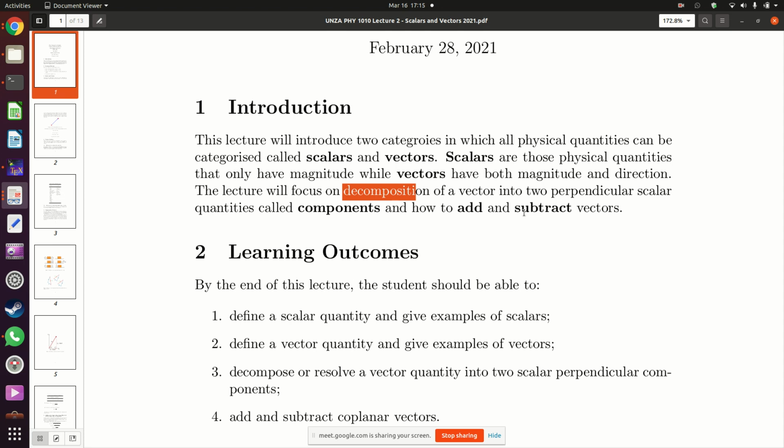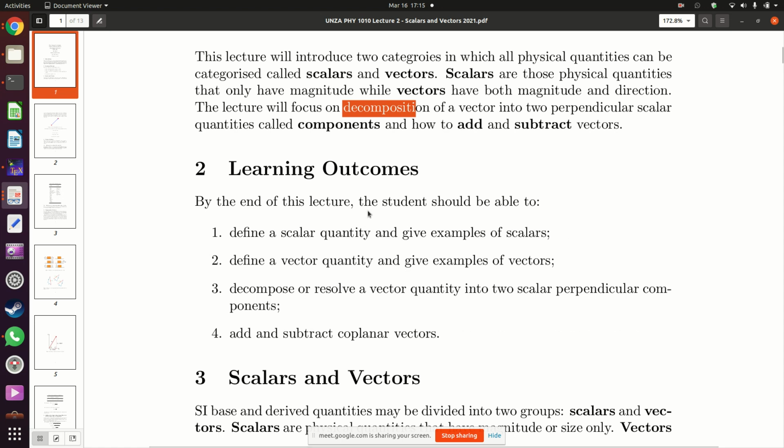Okay, so what are the objectives during this lecture? You should be able to define what a scalar quantity is and also give examples of scalar quantities. We're going to give some examples of these. Also, you should be able to define what a vector quantity is and give examples of vector quantities.